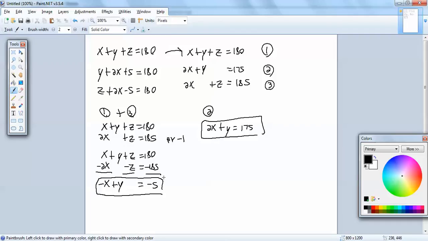Okay, so we have this equation now. So we got 2x plus y is equal to 175. Negative x plus y is equal to negative 5. I'm going to eliminate the y's, so I need to multiply one of the equations by negative 1.